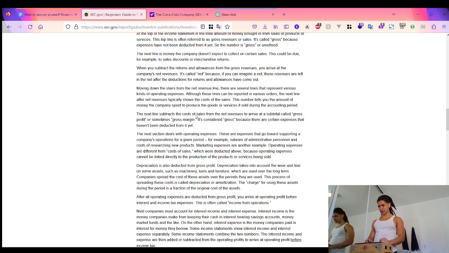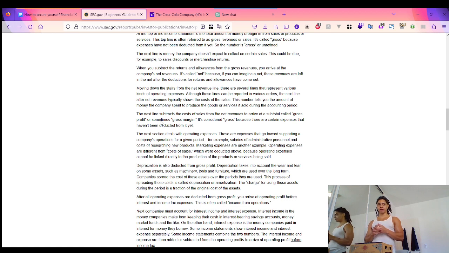So the next line, subtract the cost of sales from the net revenue to arrive at a subtotal called gross profit. So once you subtract the cost of sales from net revenue, you arrive at the gross profit. That makes sense. Or in Spanish it is ganancia bruta, and sometimes gross margin. So gross profit, gross margin.